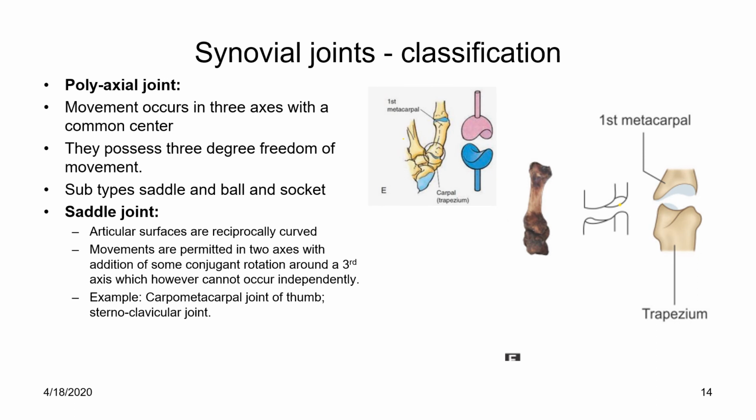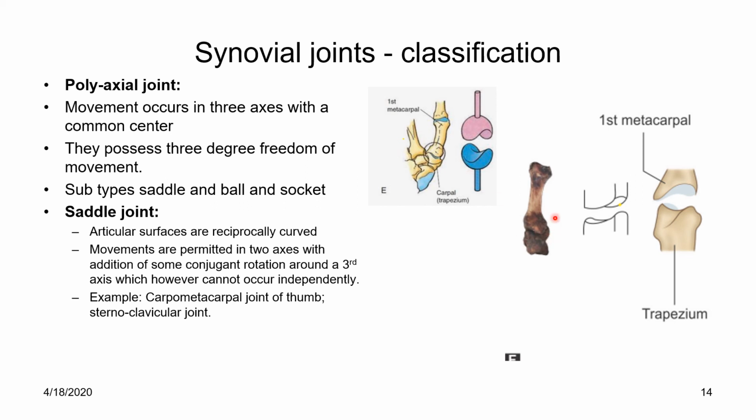Now let us discuss the polyaxial joints. In the polyaxial joints, movements occur in three axes. So there are 3 degrees of freedom of movement. What are the subtypes of the polyaxial joint? One is the saddle type, other is the ball and socket type. Let us see the saddle joint. The articular surfaces are reciprocally curved.